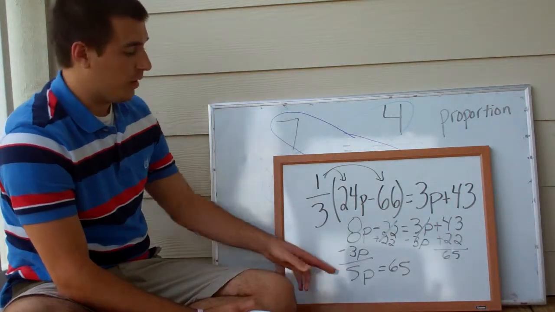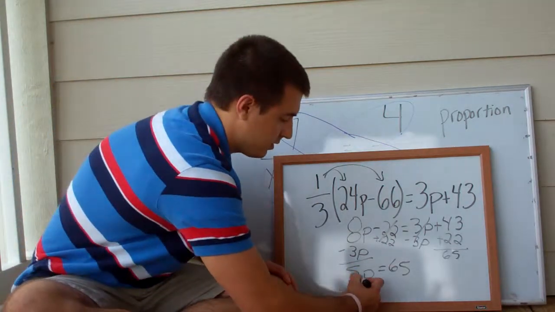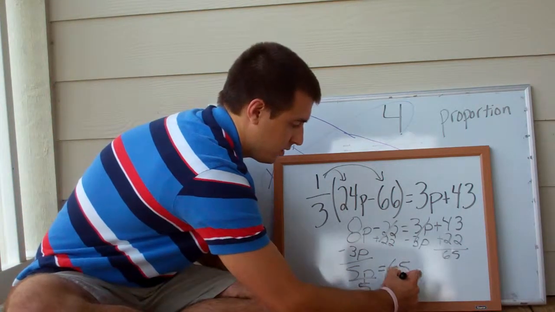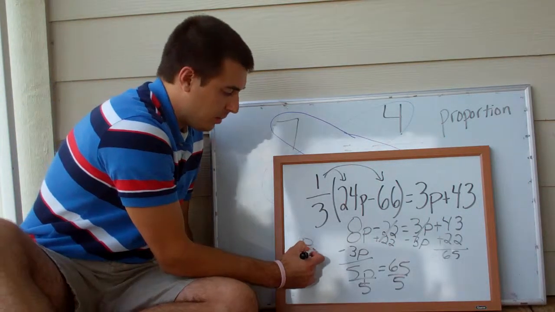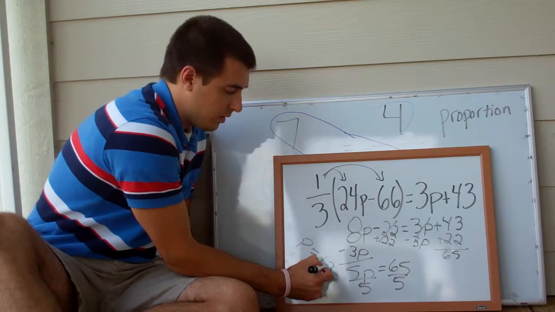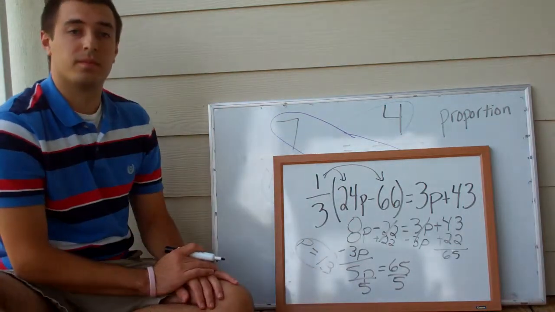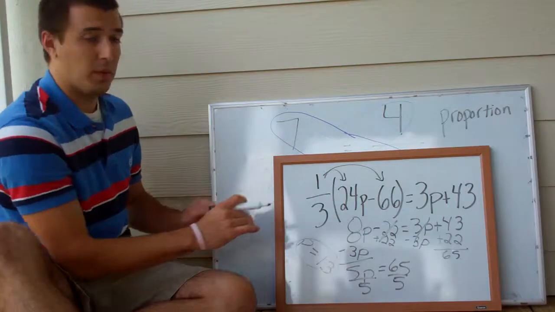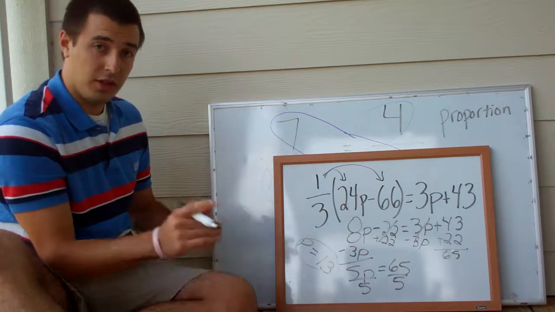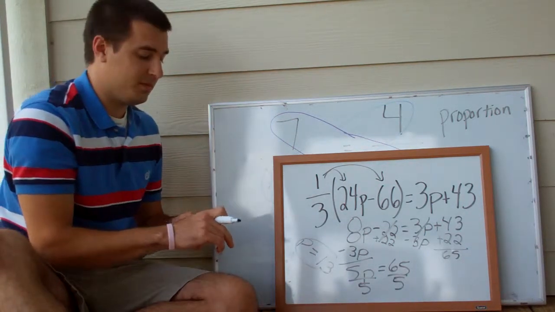Now to finish off, we just have to divide by 5. And we will figure out then that p equals 13. Sorry, it's kind of difficult to write while I'm over here, so it's a little bit messy. Did you get 13? Nice job.